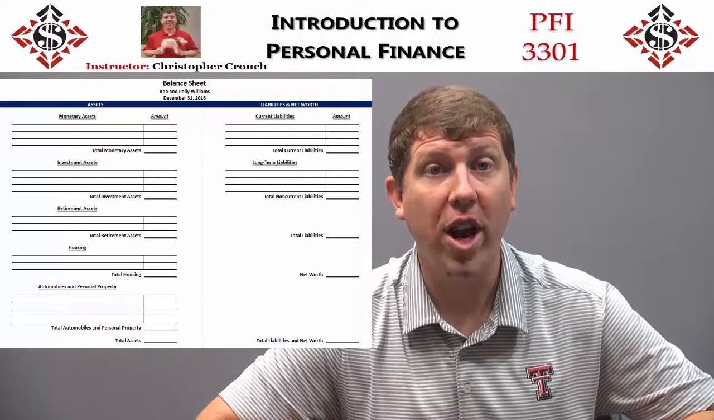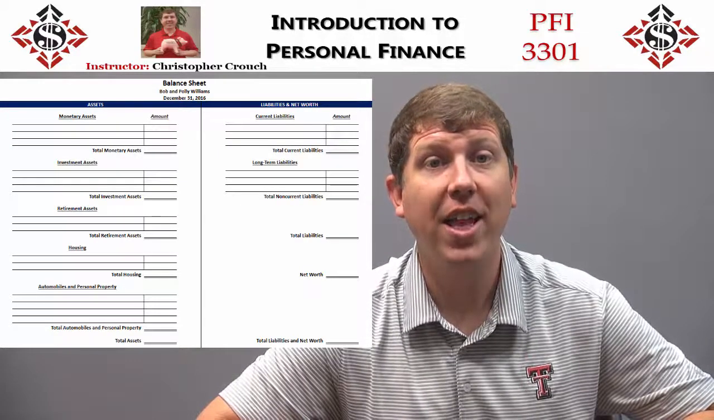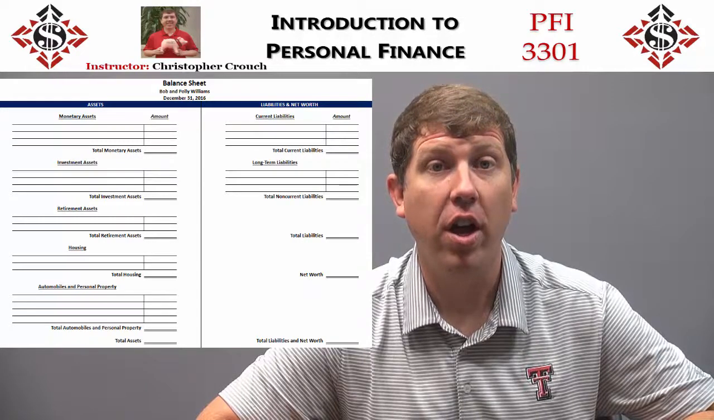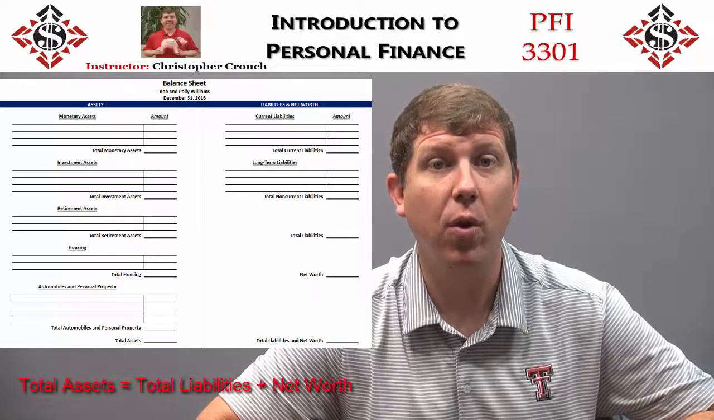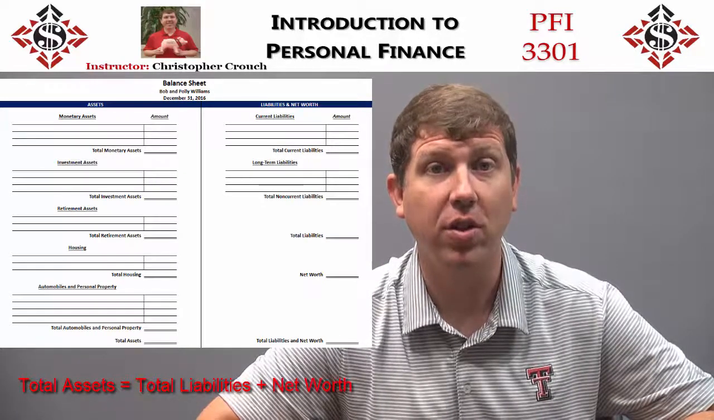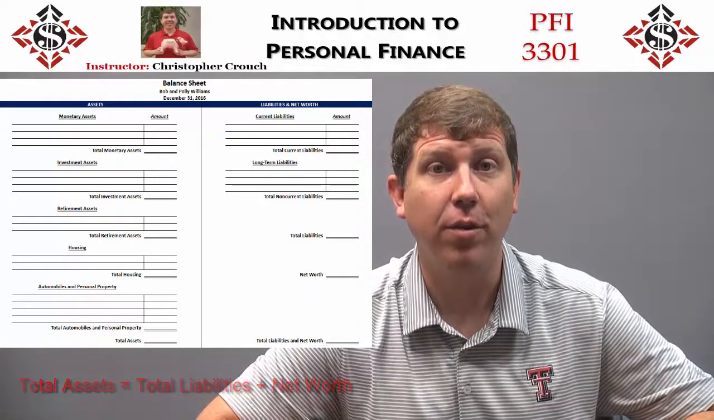Total equity, or net worth, is comprised of what you own minus what you owe. It lets you know if you are solvent or not. When you have completed your balance sheet, you can use the formula total assets equal total liabilities plus total equity or net worth to check yourself. If this formula does not balance out, then you have done something wrong.